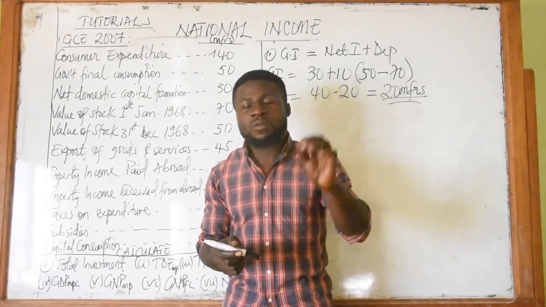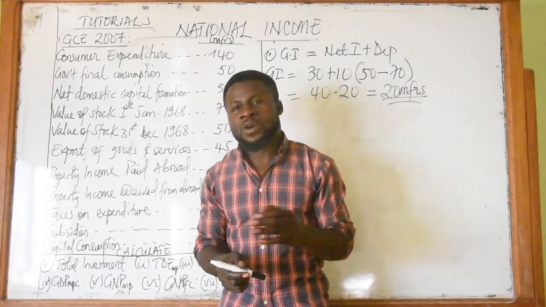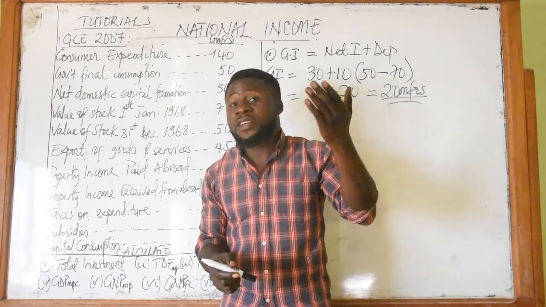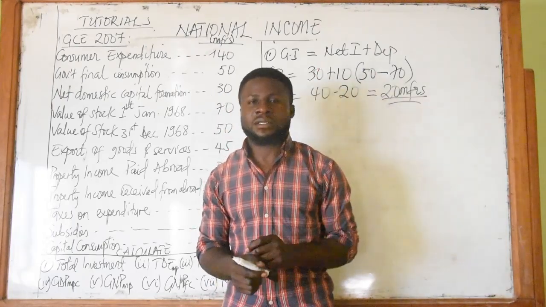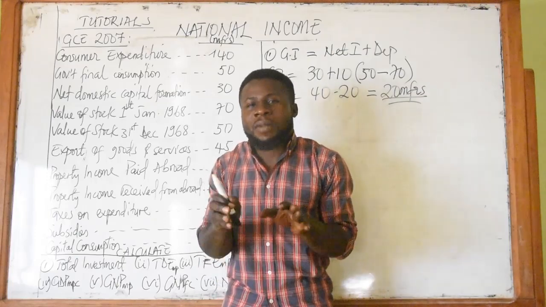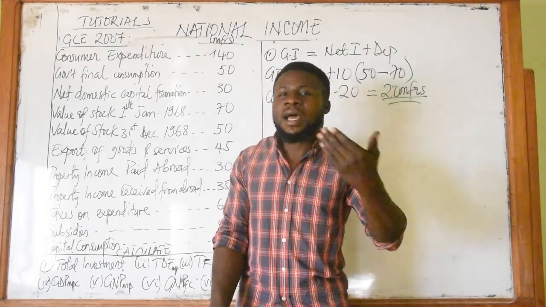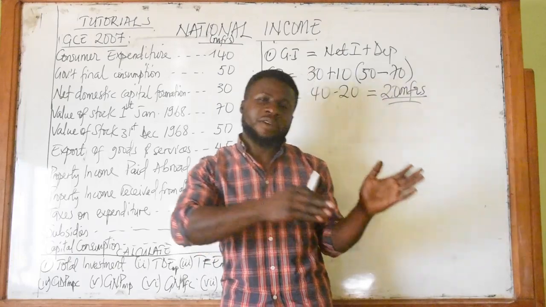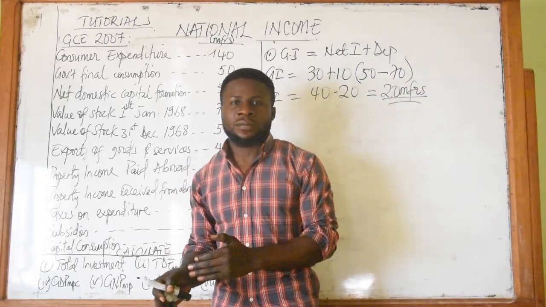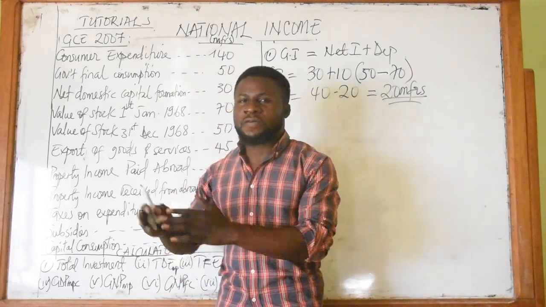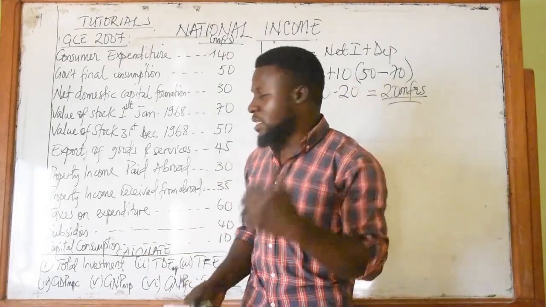So to move from market price to factor cost, what do I do with taxes that normally raise prices? I subtract taxes. What do I do with subsidies that normally reduce prices? I add subsidies to move from market price to factor cost. Then I do the reverse when I'm moving from factor cost to market price. Let's see what that means.